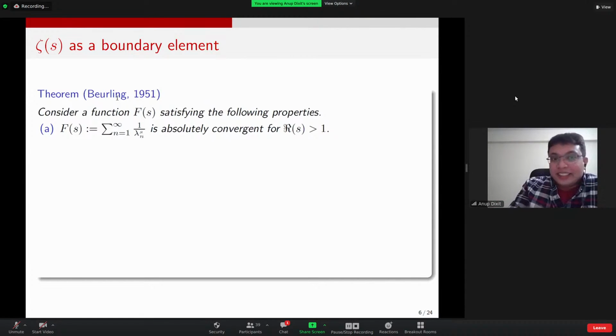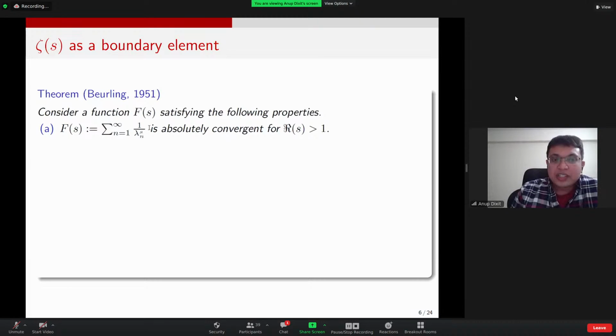Okay, so this is a result, but unfortunately, Beurling did not publish too many papers. He has a small number of papers in number theory, and this is probably the only paper that he wrote on the Riemann zeta function. Okay, so the main result is as follows.